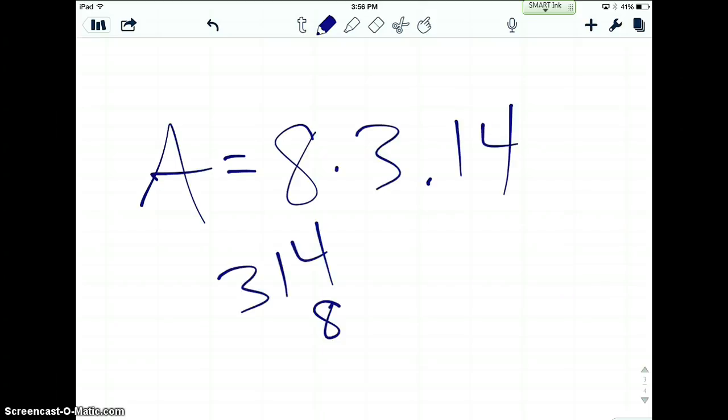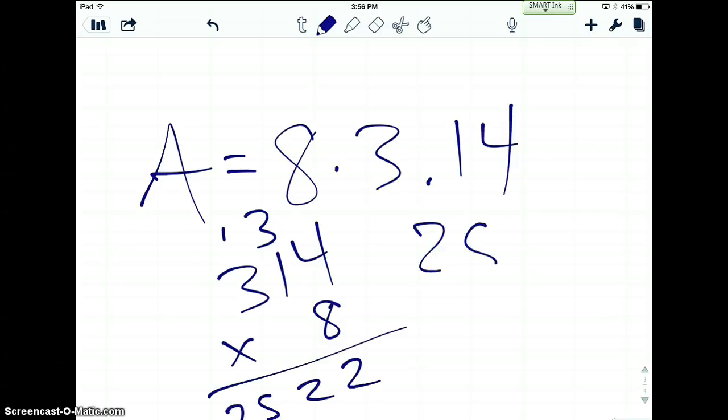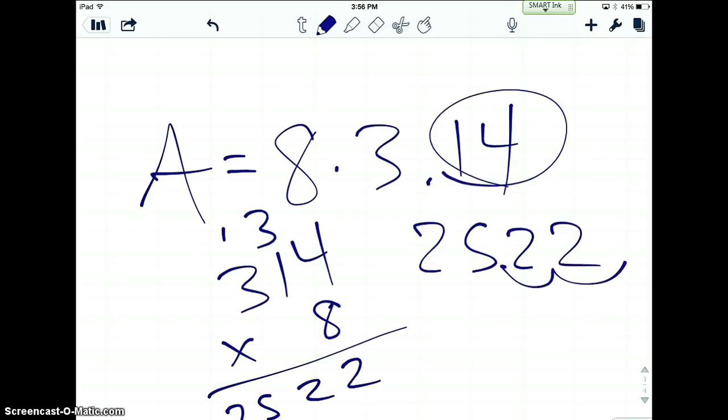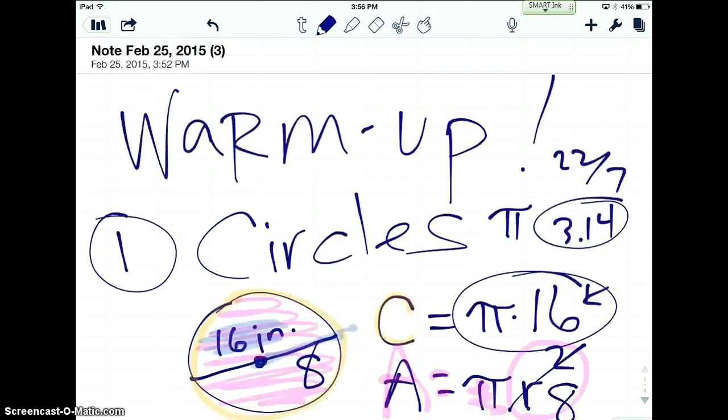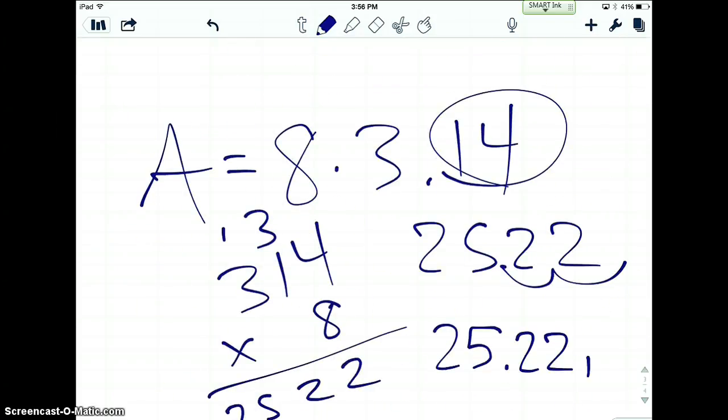And again, hopefully you tried to multiply this out. Otherwise, you're doing it right now. And I'm at 2,522. Move the decimal 2 spots. And I'm at 25.22. And in this case, I'm working in inches, and they need to be square inches. Remember that, how we talked about that in class. The inches are squared, and that's how much space we have in that circle.